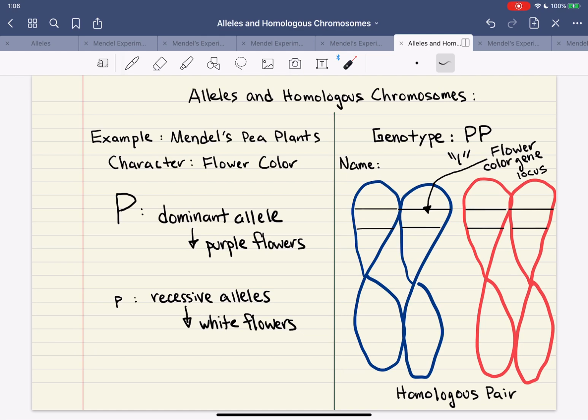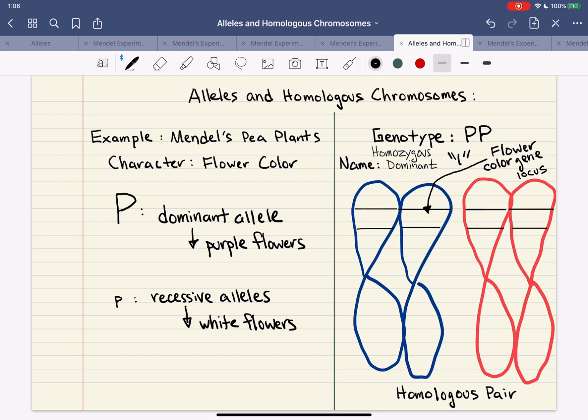But how would this look? So first we're going to say, well, what if the pea plant is homozygous dominant? Uppercase P, uppercase P. First, let's give it a name. So if you're uppercase P, it's going to have to be small. I need to fit it in here. You are homozygous dominant if you're uppercase P. Now, how would this look on the chromosome? It's going to look like this.